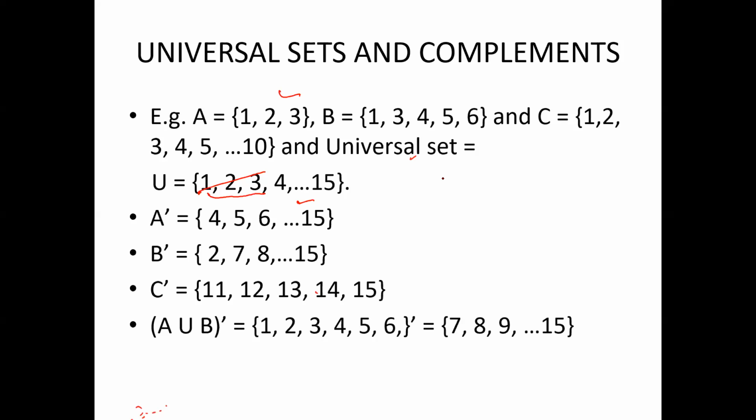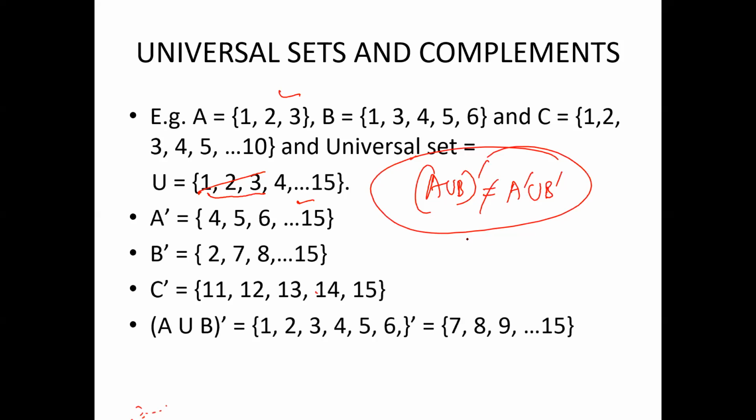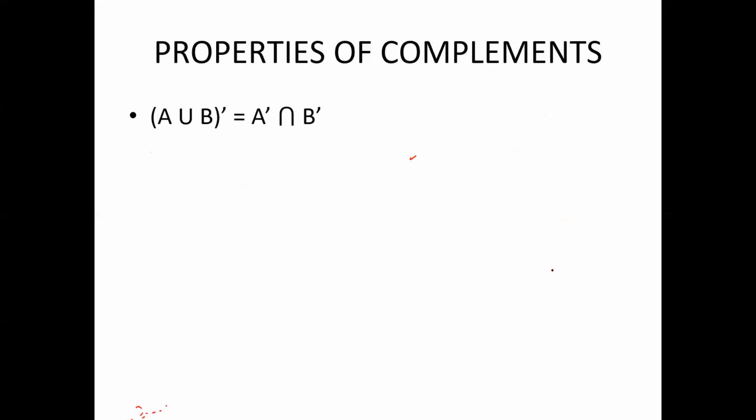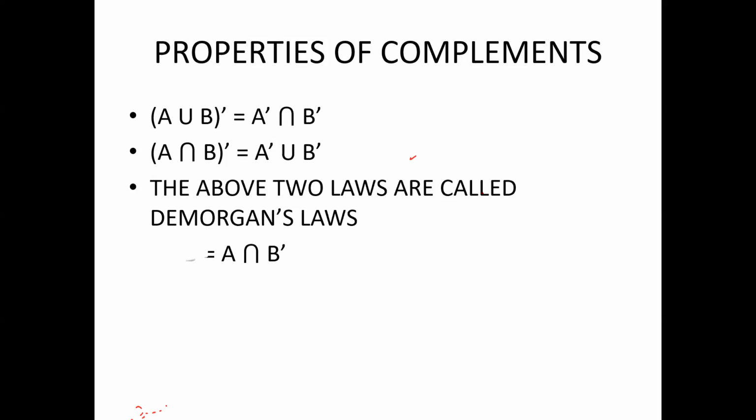Please understand, A union B whole complement is not the same as A complement union B complement. So please be very careful. This is a warning. A union B whole complement is not the same as A complement union B complement. This is the law, called De Morgan's law.